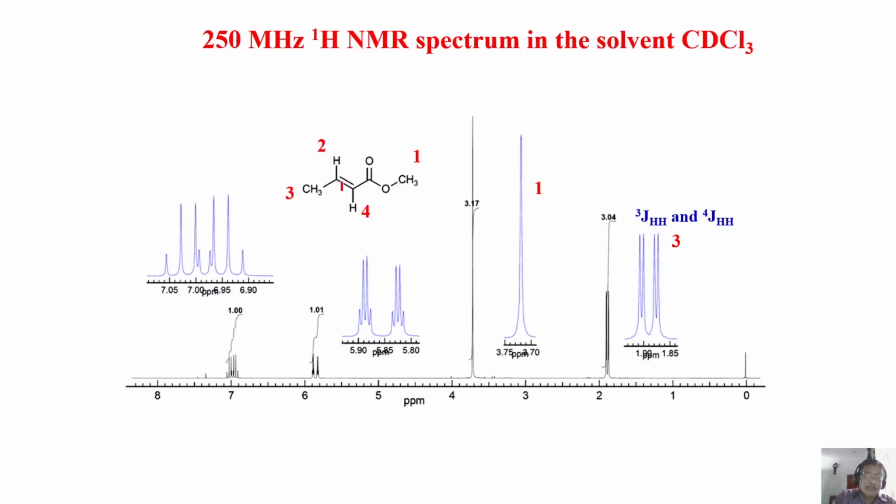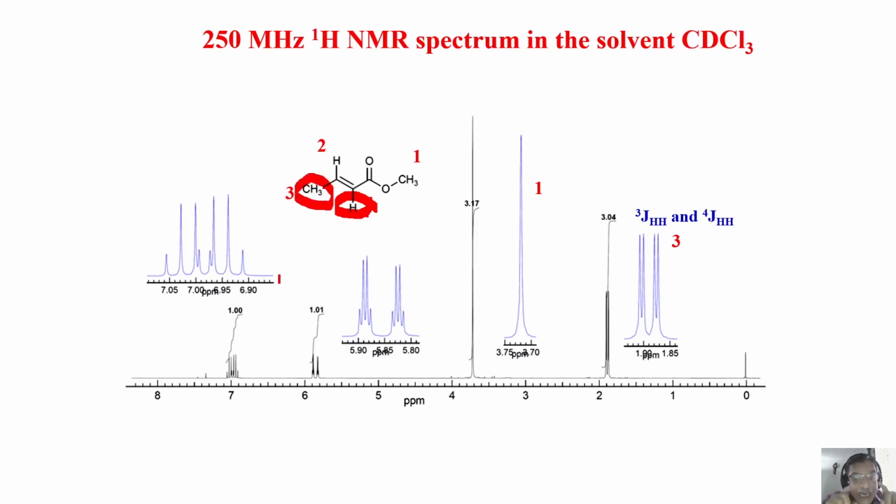Now carefully look at it. This proton experiences a trans coupling with this, that is usually larger, and also it experiences the 3-bond coupling with CH3. You understand? This experiences trans coupling, further coupling with CH3. What about the other proton? This proton also experiences trans coupling with this plus 4-bond coupling with this.